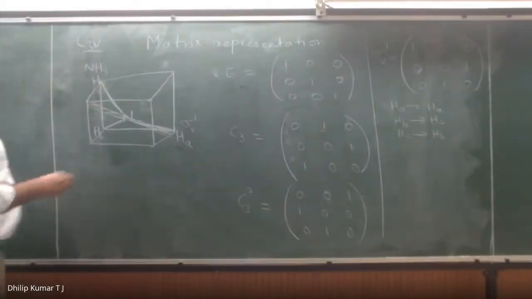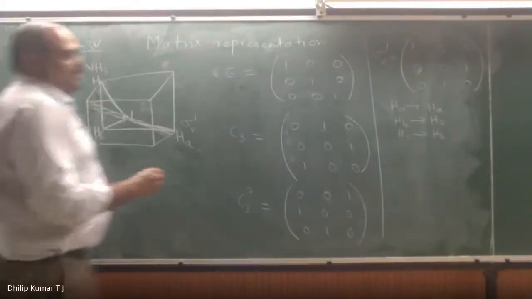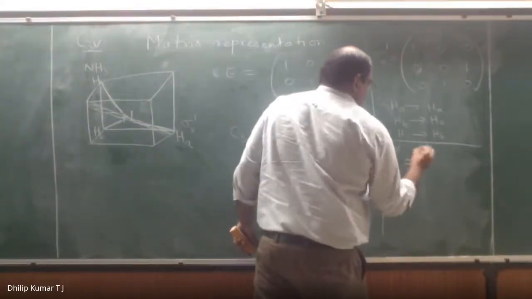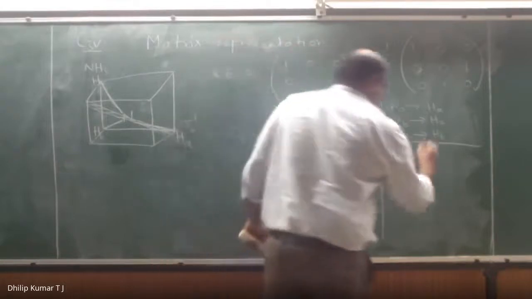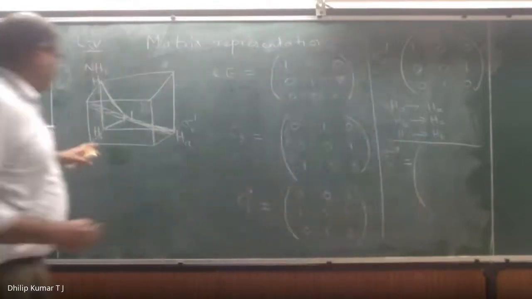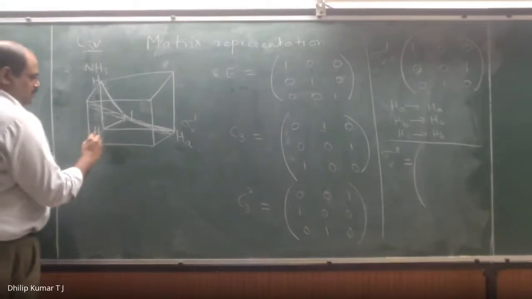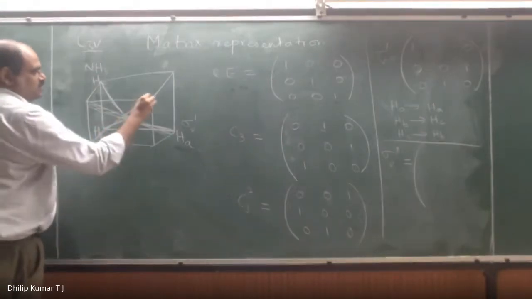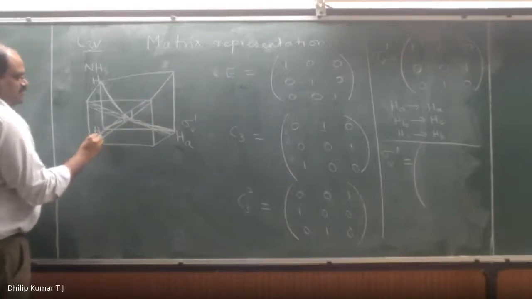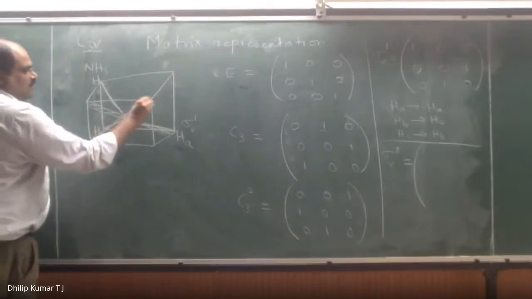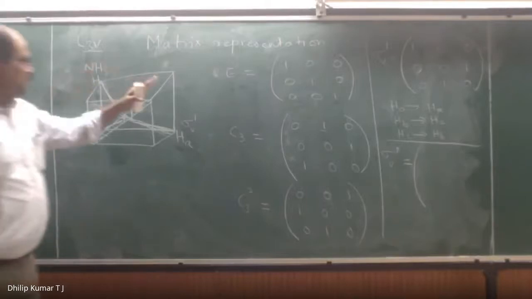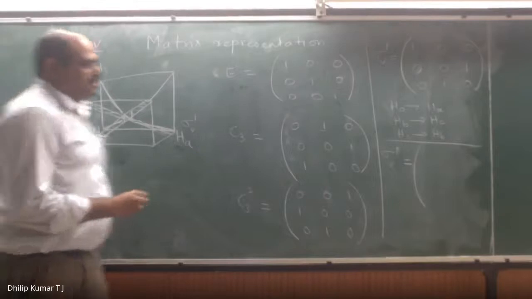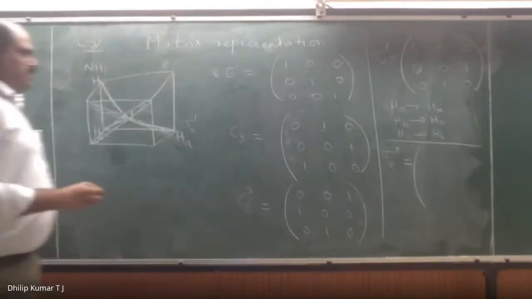Now the sigma V plane, sigma V double prime. So in this case, what do we get? For sigma V double prime, I'm going to apply a plane through nitrogen and HB. If I do that, if you place the mirror something like this, only HA and HC are going to interchange. So I can write it here.